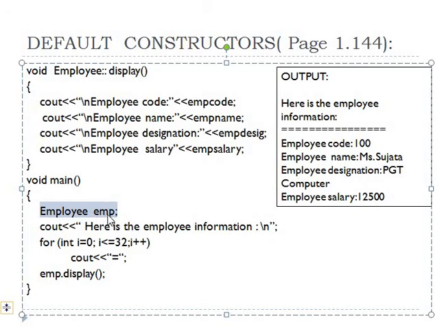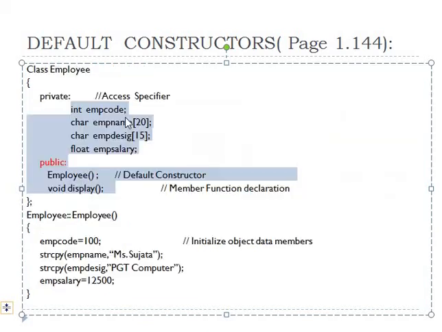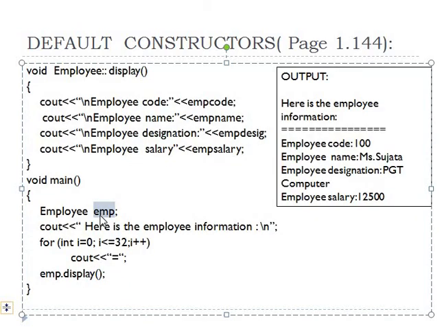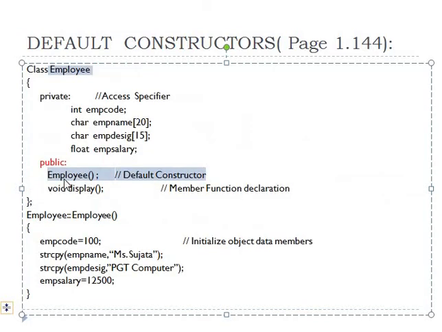Now as soon as this object emp gets created out of this class employee, these data members and these member functions shall be wrapped around the object to form an encapsulation around the object emp. And once this is done, then in the next step the constructor of the class shall be called. The permission to access the constructor has been granted because the constructor has been declared under the public section.